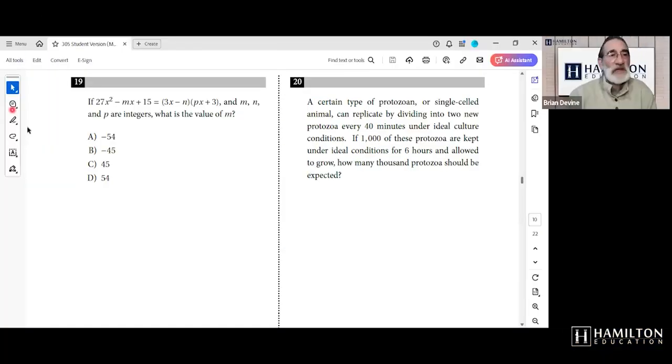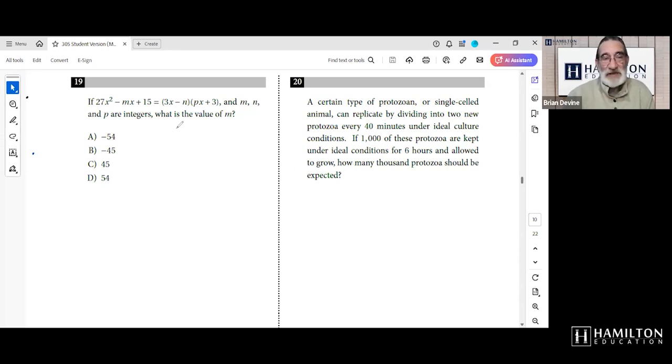Question 20. In question 20, we have that a certain type of protozoa, or single-celled animal, can replicate by dividing into 2 new protozoa every 40 minutes under ideal culture conditions. And if we had 1,000 of these protozoa in ideal culture conditions for 6 hours and allowed them to grow, how many thousand protozoa should we expect at the end of that 6 hours?